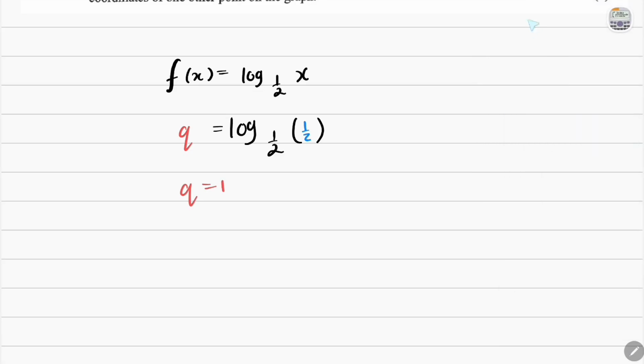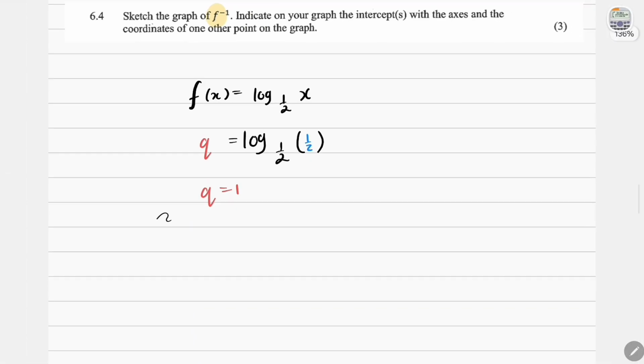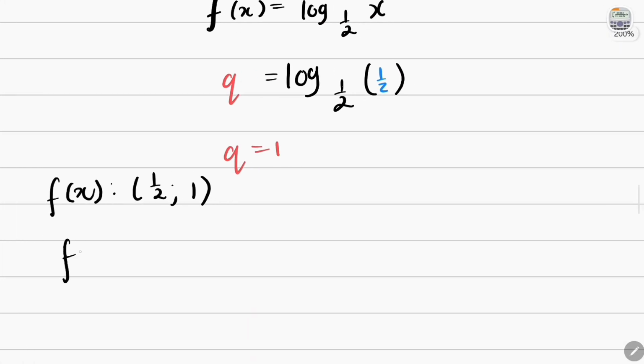Great. We know this. Okay, so the point on F, right? On F of x, this point, its x value is 1 over 2. Its y value is 1. But then on the inverse of F, right? This is going to switch places. So it won't be 1 over 2 and 1. It's going to be 1 and 1 over 2.